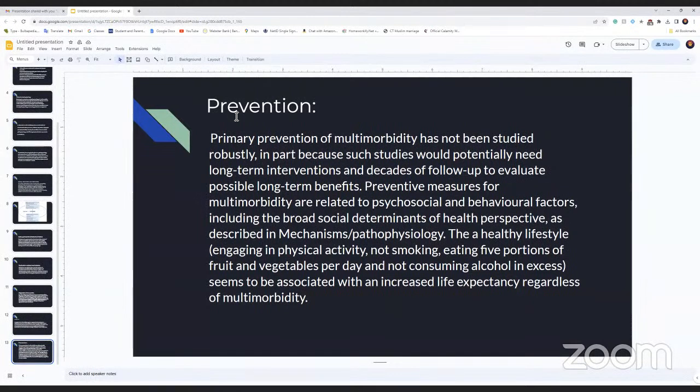Healthy lifestyles, engaging in physical activities, not smoking, eating 5 portions of fruits and vegetables per day, and not consuming alcohol in excess, seem to be associated with increased life expectancy regardless of multimorbidity.